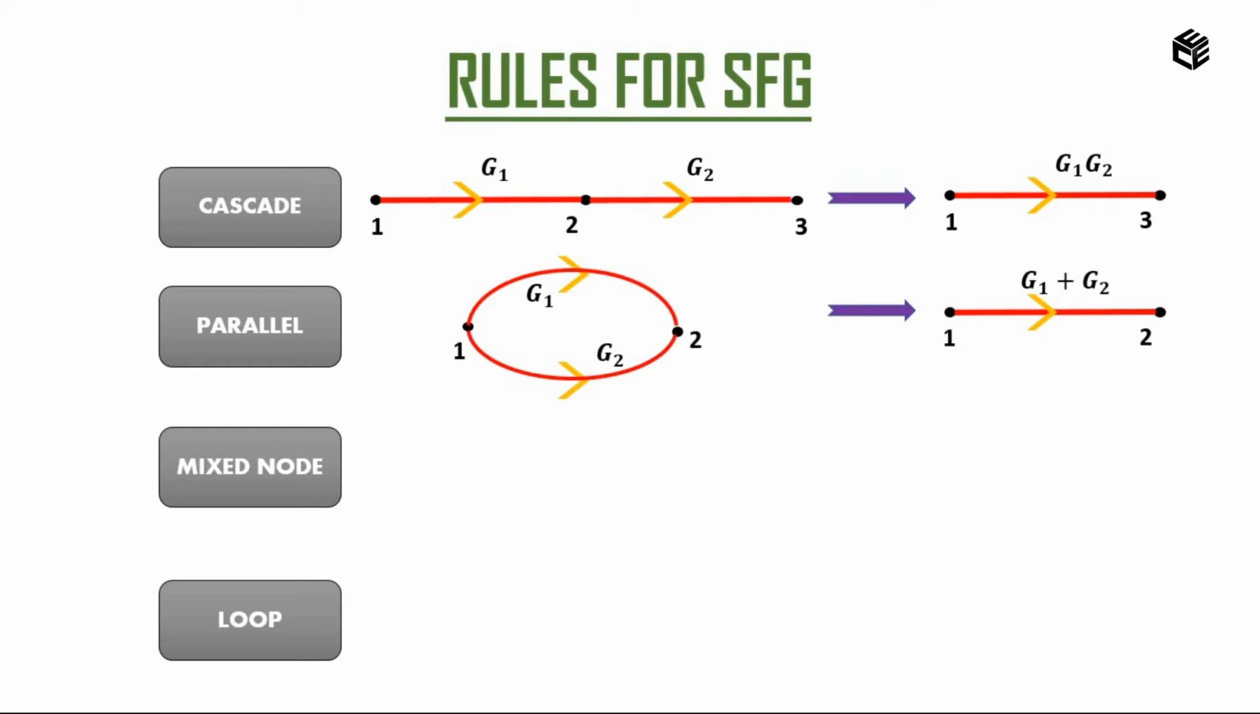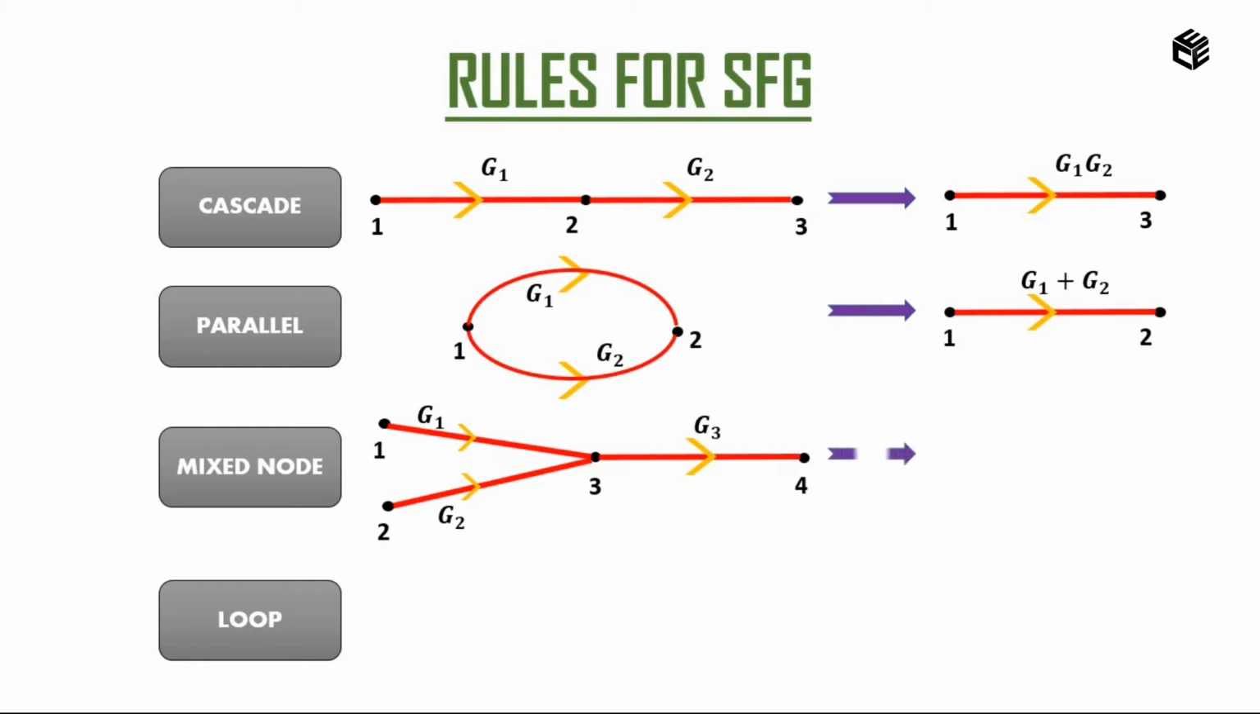Next is mixed node. So what is a mixed node? A mixed node is a combination of incoming branches and outgoing branches. If a system has a mixed node, I can eliminate it by combining the gains of the branches. For the first paths, from 1 to 3 and 3 to 4, I have a mixed node. Similarly from 2 to 3 and 3 to 4. So I am going to eliminate these mixed nodes: for the first path I multiply the gains, and similarly for the second path I multiply the gains, such that the mixed node gets eliminated.